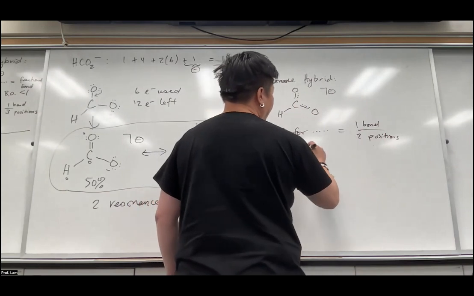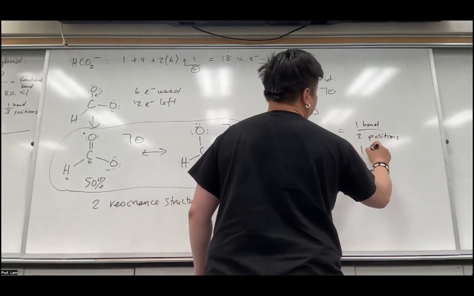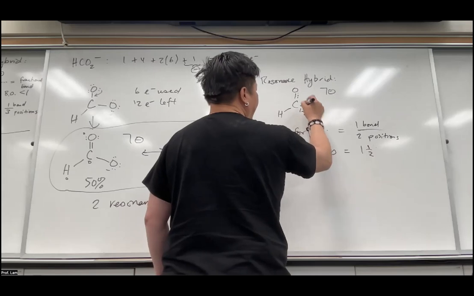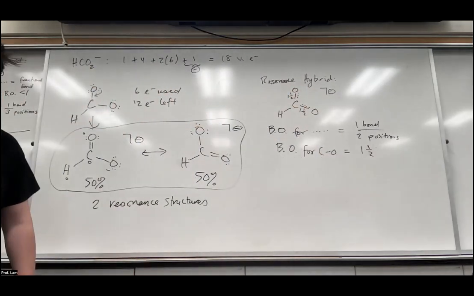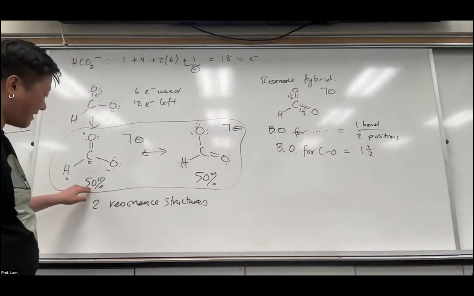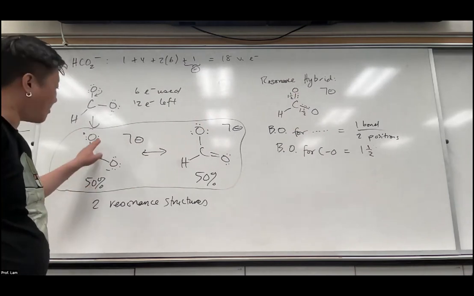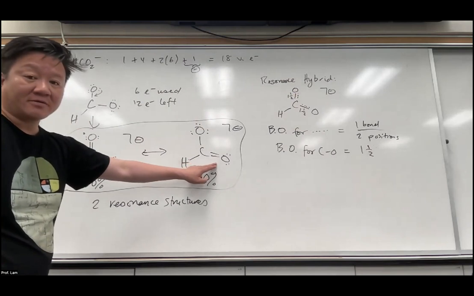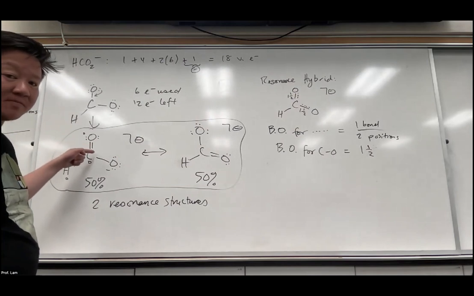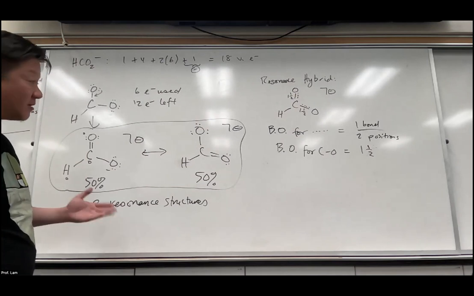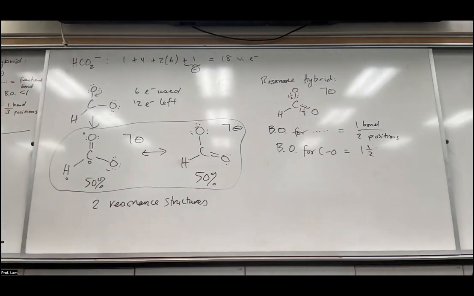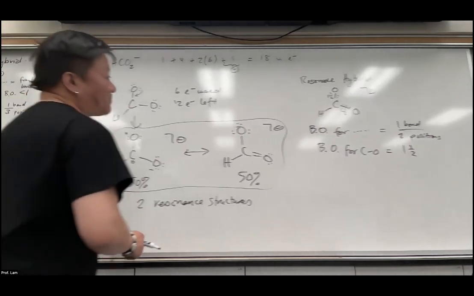So the total bond order for the CO bond is 1.5. This bond is 1.5 bond, and this bond is 1.5 bond. And it makes total sense, right? Because sometimes the double bond is here and sometimes it's there. In fact, 50% of the time the double bond is here, and 50% of the time the double bond is here. So you don't quite have a double bond with the CO, but it's more than a single bond and less than a double bond. And since it's 50%, it's right smack in the middle. So the bond order is 1.5 for this compound. All right, let's do one more, okay?